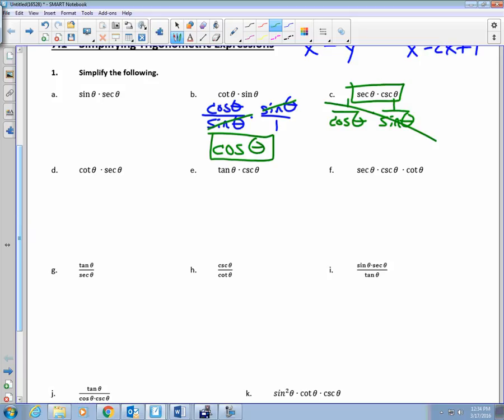Sometimes we get an unusual answer that could translate into a new expression. For example, cotangent is cosine over sine, and secant is 1 over cosine. You can see that the cosines cancel, and you're left with 1 over sine, which is one of the 6 trigonometric functions. Cosecant.